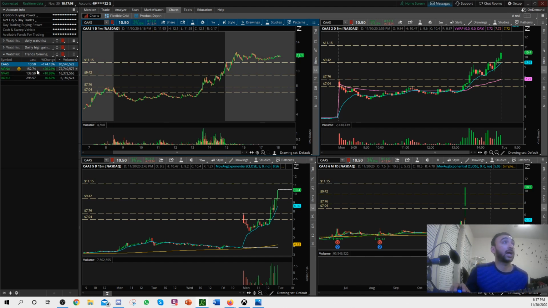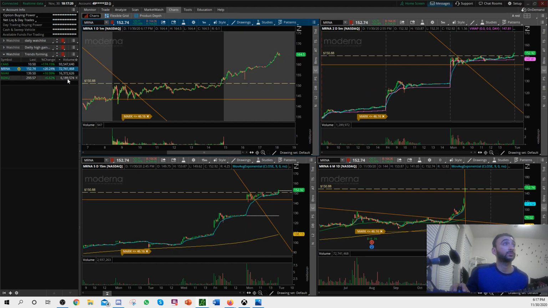I don't know, I'm just saying that if it does go, because it's making this nice triangle pattern here, look. Now it's breaking out here. If it stays above it, it's going to go up a lot because there's a huge short squeeze.